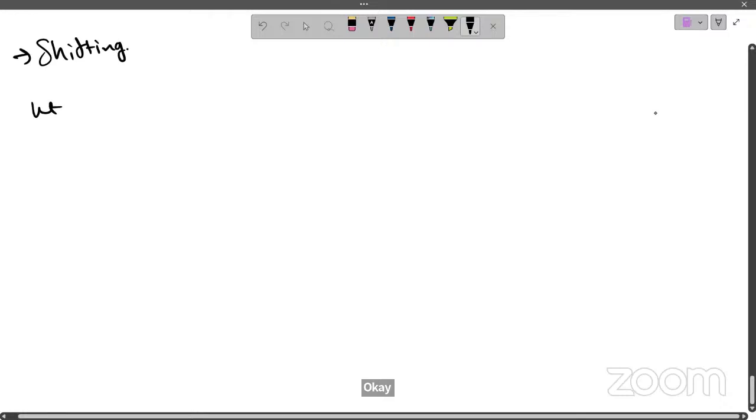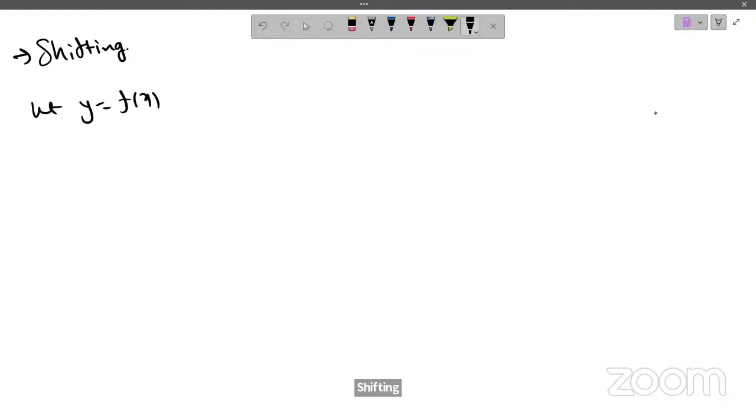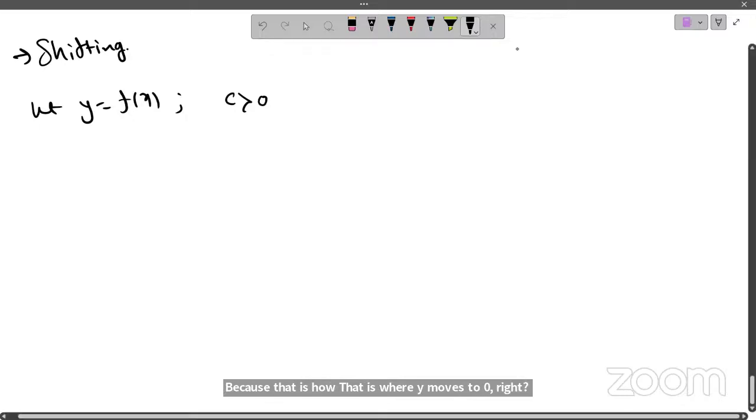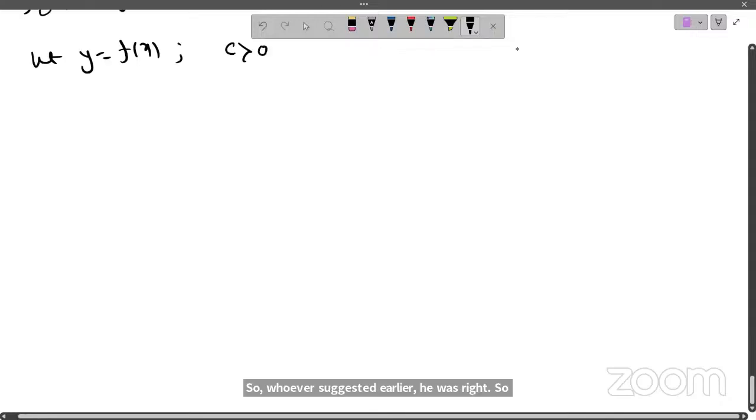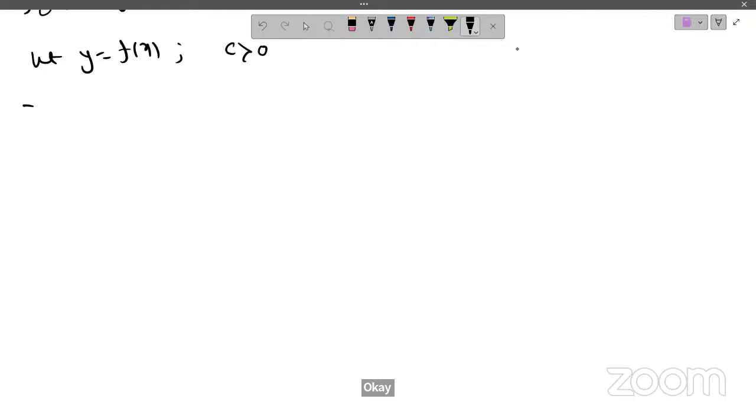Suppose that y equals 0. That is where the function value has to become 0, and that's where the vertex will go. You have to think from that perspective. So whoever suggested earlier was right. But everyone is clear with the shifting, right?